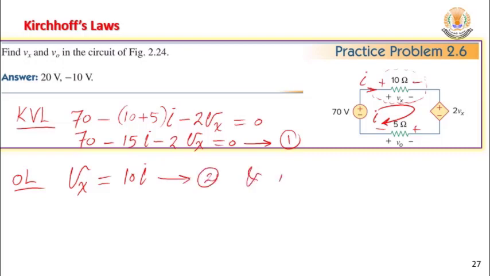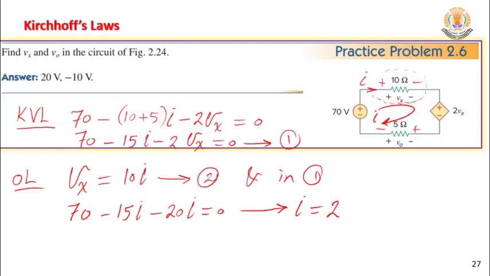And in 1, you get 70 minus 15I minus 2 times 10, you get 20I equals 0. You can get I from here. It will be 35, so I will be 2 amps. I don't need I, but I need Vx, and in 2, you can get Vx. So Vx equals 10I. This means 20 volts.